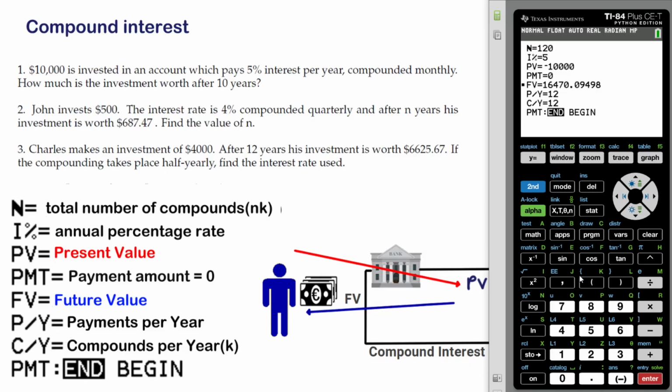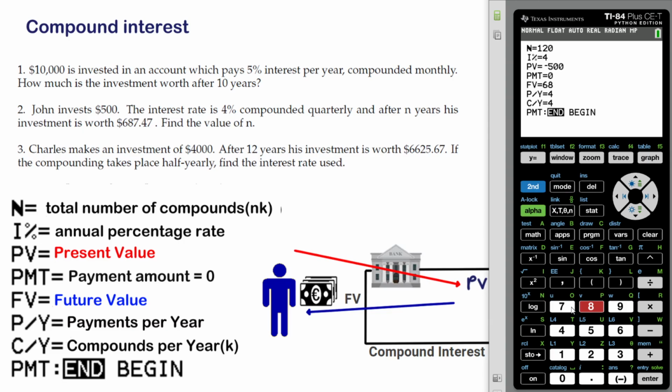Okay, let's have a look at the other two questions, which involve kind of more backwards calculations. So John invests $500. Okay, so that's his initial investment, so that's going to be minus 500. Interest rate is 4%, but that's quarterly. So these need to be 4. Okay. After n years, his investment is worth 687.47. So that's the future value that he's going to get back.